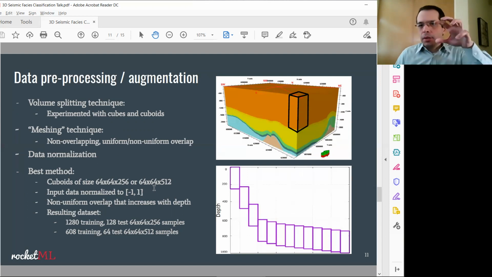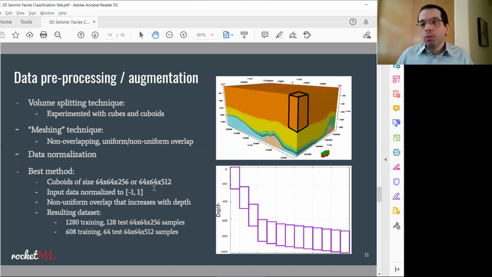And it makes sense that these are elongated along Z because seismic data typically doesn't change much as you walk around X or Y, but it does change a lot along Z. We did find that normalizing the data to between -1 and 1 worked best. And we did find that overlapping these blocks worked better as well.